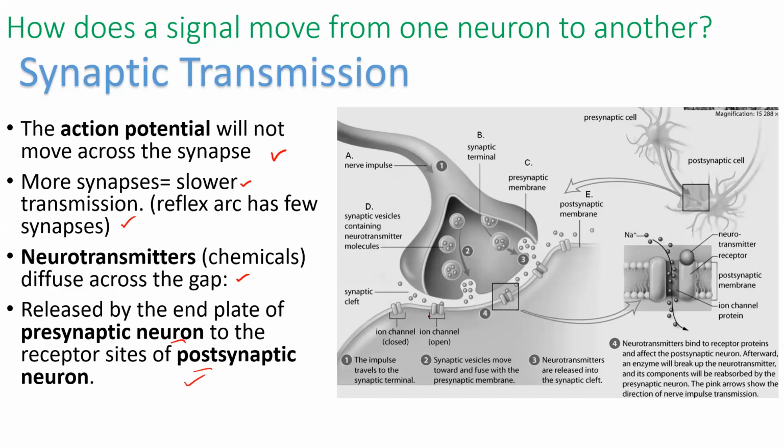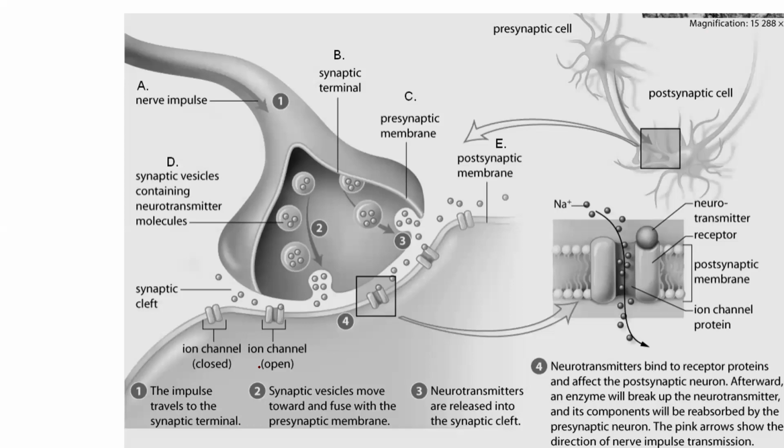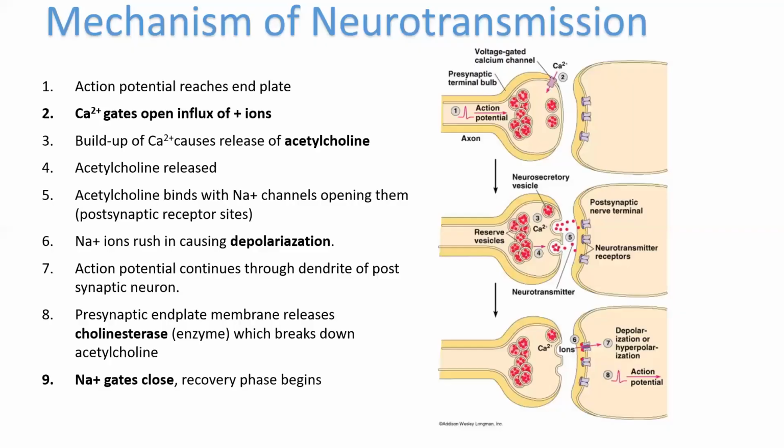And this diagram outlines all of these processes. There's just a larger figure of it. Impulse travels the synaptic cleft. Vesicles move and diffuse across. Neurotransmitters are released. Neurotransmitters bind to receptor proteins. There they are on the other side and cause depolarization or hyperpolarization. That's what we want to look at next.